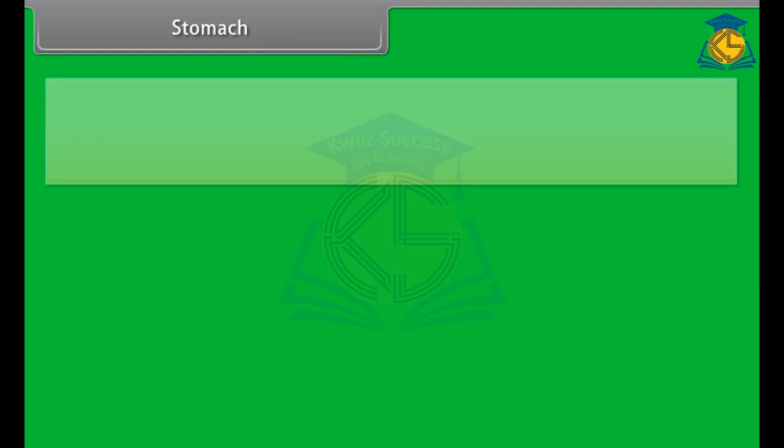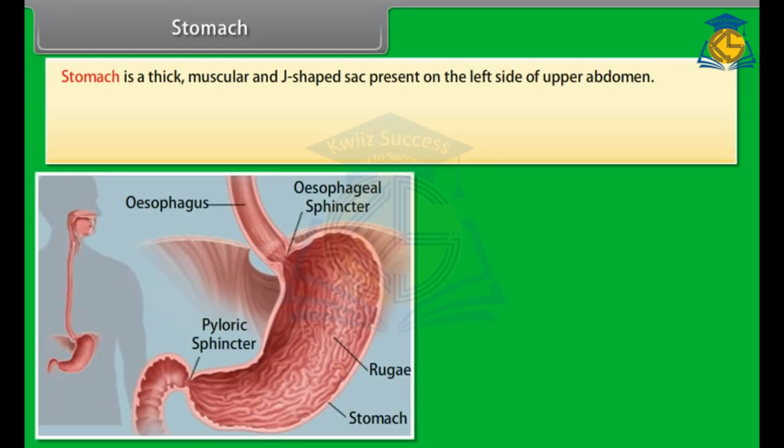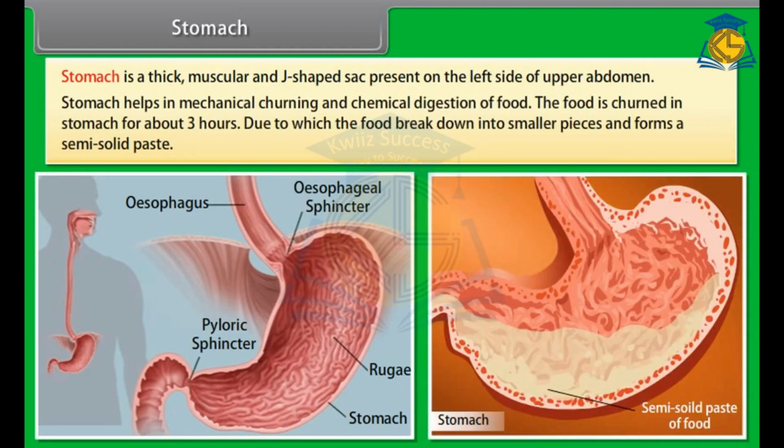Stomach. Stomach is a thick, muscular and J-shaped sac present on the left side of upper abdomen. Stomach helps in mechanical churning and chemical digestion of food.